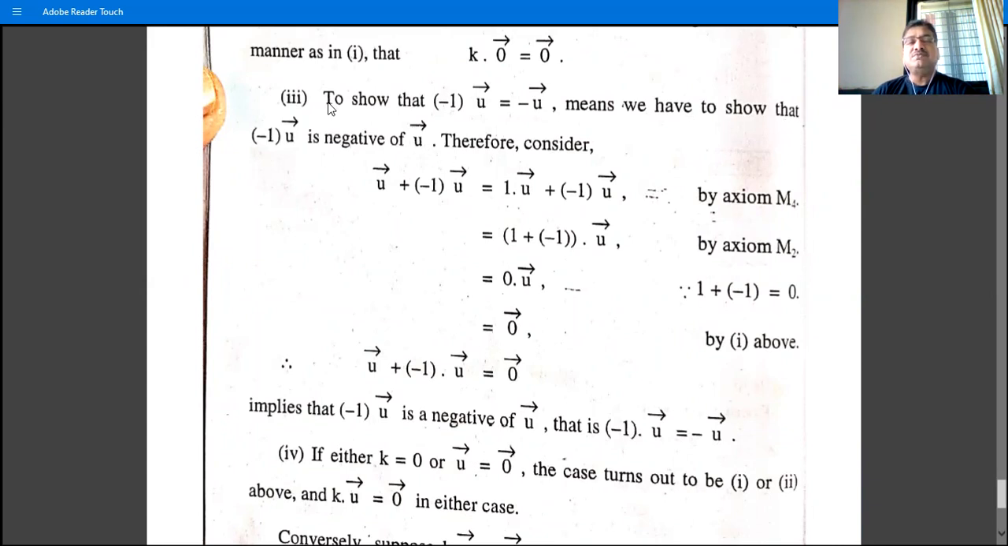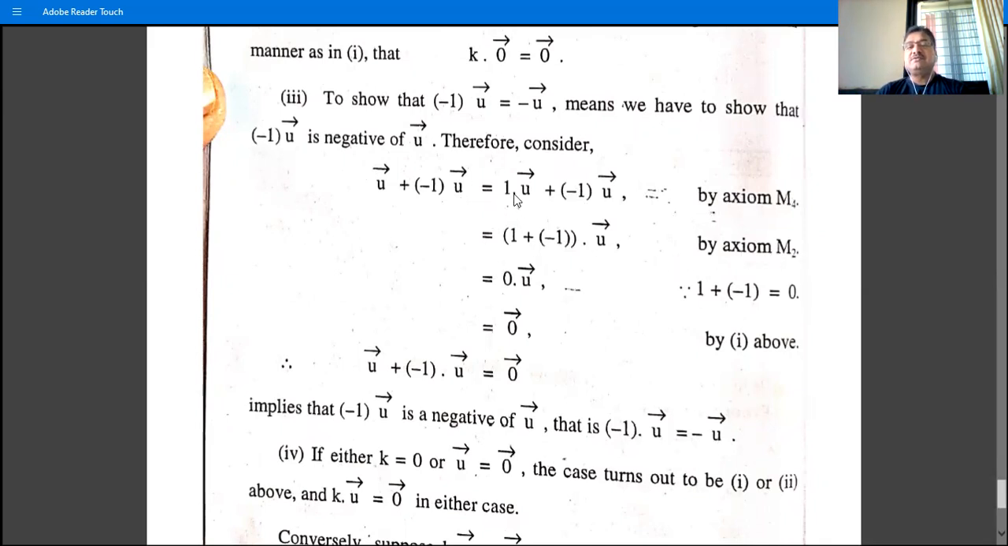Minus 1 into u̅ is the negative of u̅ if the addition of minus 1·u̅ and u̅ is 0̅. So consider u̅ plus (minus 1)·u̅, and we have to show it is equal to 0̅. So we write u̅ as 1·u̅ by axiom M4. 1·u̅ is u̅. Then take u̅ as common by the reverse use of axiom M2. What is M2? (k plus l)u̅ is k·u̅ plus l·u̅. So k·u̅ plus l·u̅ is (k plus l)u̅, and we use this axiom M2 in the reverse way.